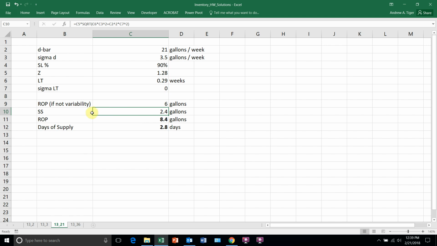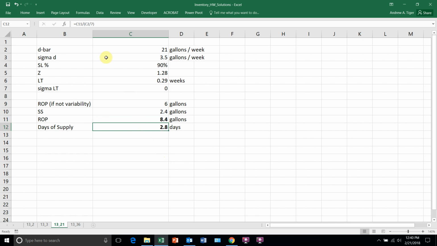Safety stock is inventory you have to carry because we have uncertainty on demand or uncertainty on our lead time. So that is a consequence of variability in the system. So it's a layer of inventory we have to add. So our reorder point is no longer 6, it is this plus this, so our reorder point is 8.4 gallons. We now carry a layer of 2.4 gallons. It's a buffer to prevent against uncertainty in lead time and demand.